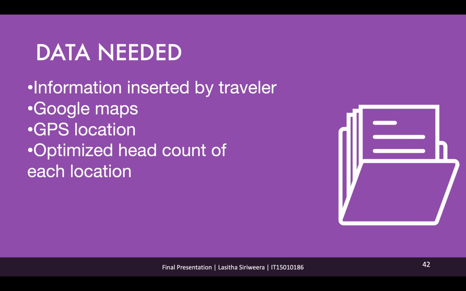And for generating the travel guide, we have information about travelers, places, Google Maps and GPS location, and the optimal head count of each and every location, which is generated by the optimization module.